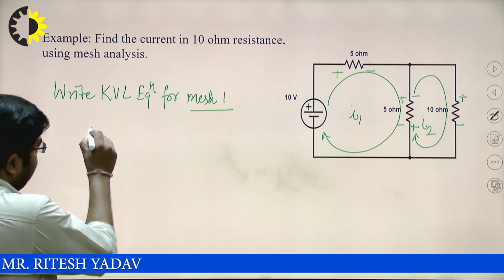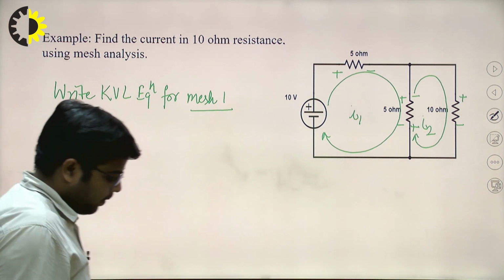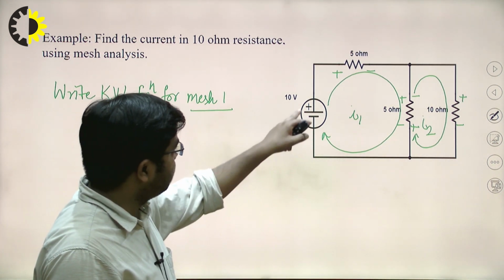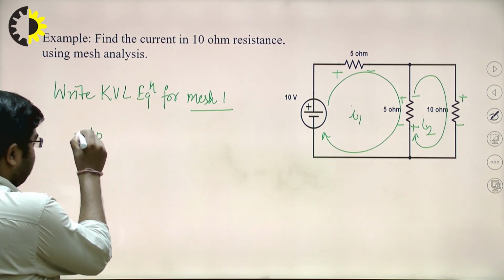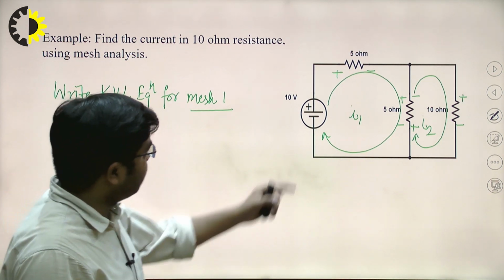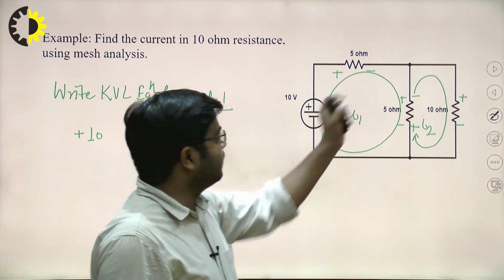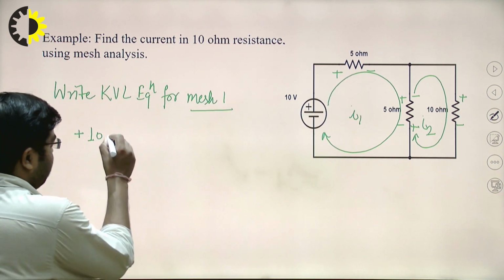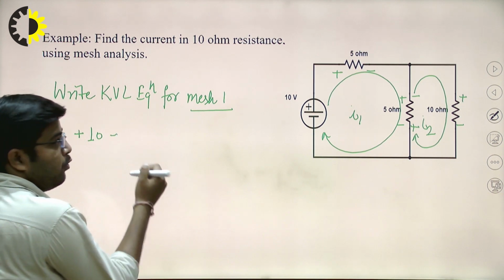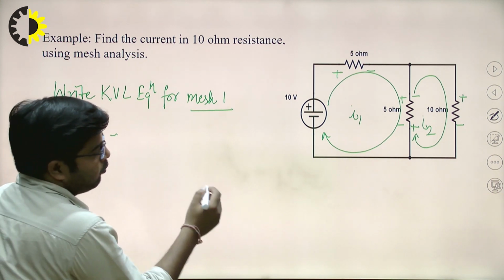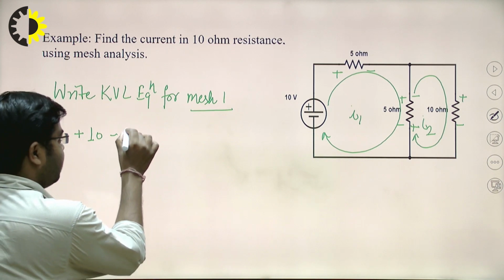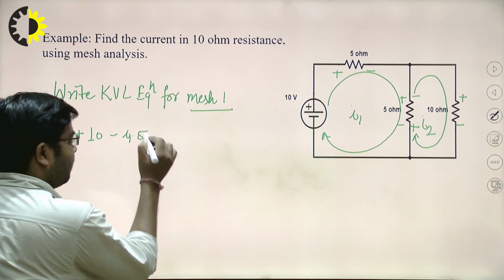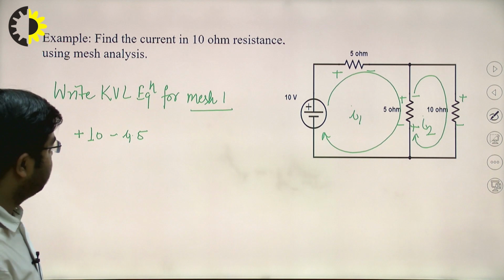So 10, because here you are going from minus to plus. So plus 10, then plus to minus, so there will be a voltage drop across the resistance. So minus I into R. What is the value of I? That is I1 into 5. So you can write 5 into I1.